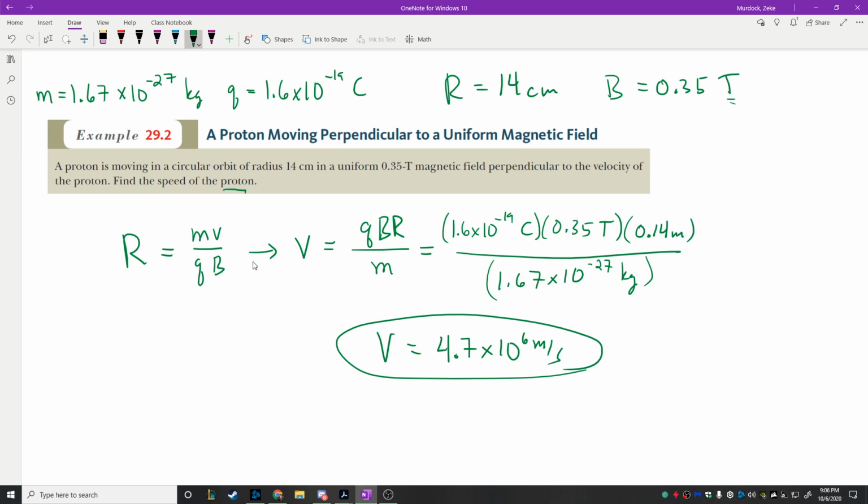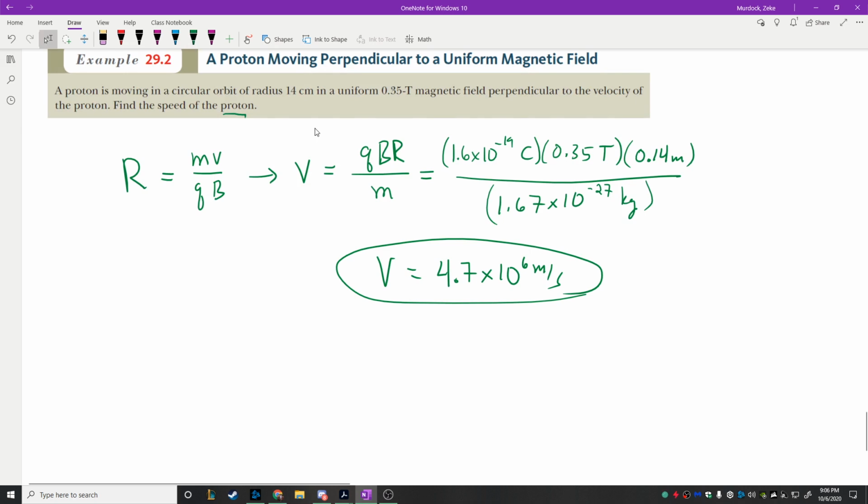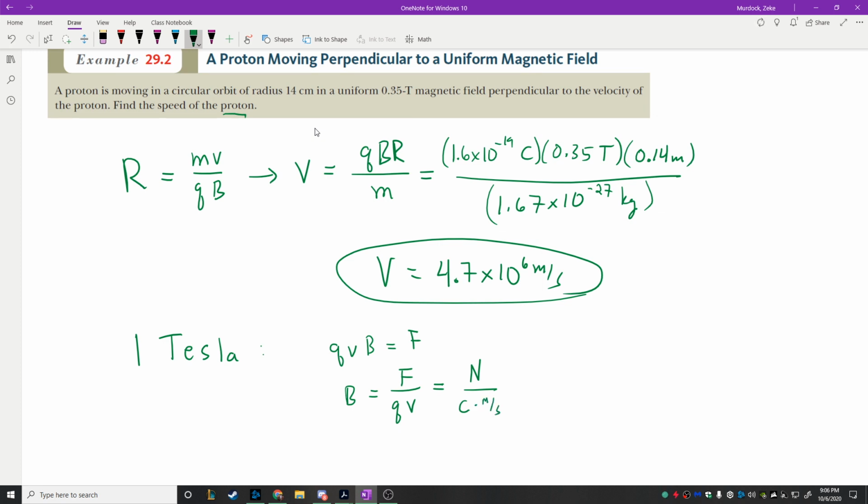Okay, let's talk about the unit Tesla, because I didn't mention that. So what is 1 Tesla equal to? To figure that out, as usual, we use the equations we have and relate it to the other variables we have. For Tesla, what you want to use is this equation, qVB equal to the force. So if we solve for B, B is equal to force divided by q times V. The units for force are newtons. The units for charge are coulombs, and the units for velocity are meters per second. But then coulombs per second is an amp. So 1 Tesla is equal to a newton divided by a meter times an amp. It's a newton per amp meter.